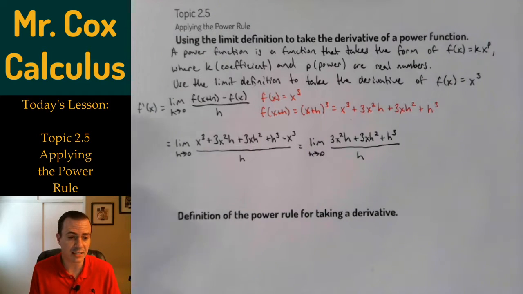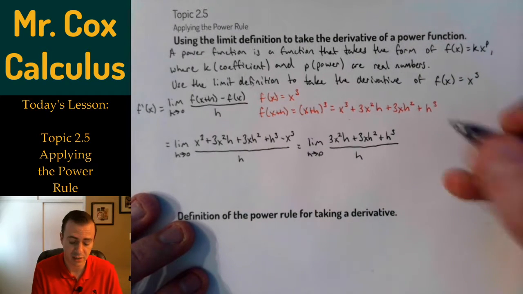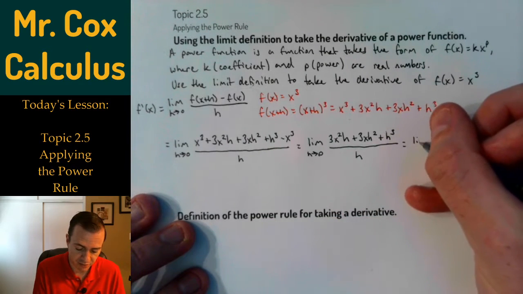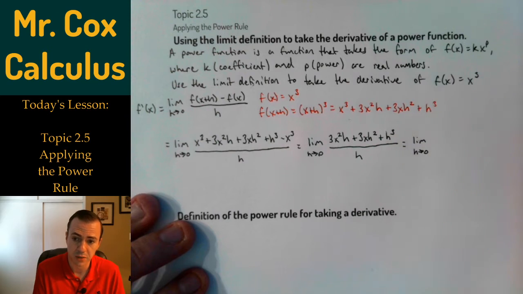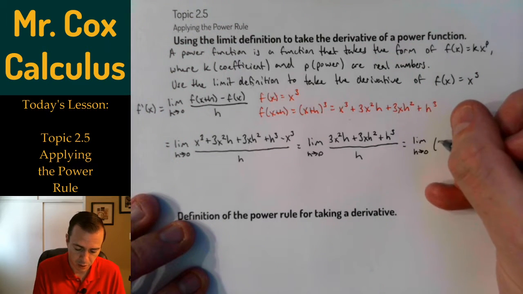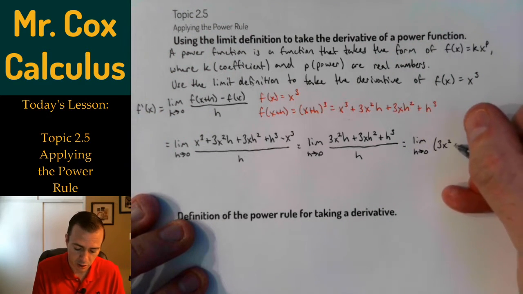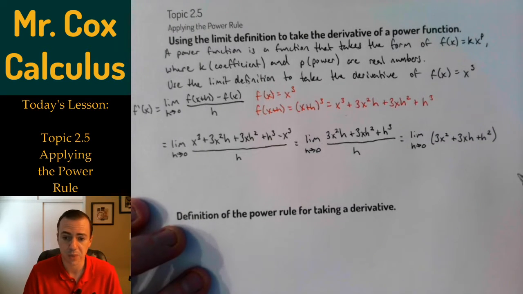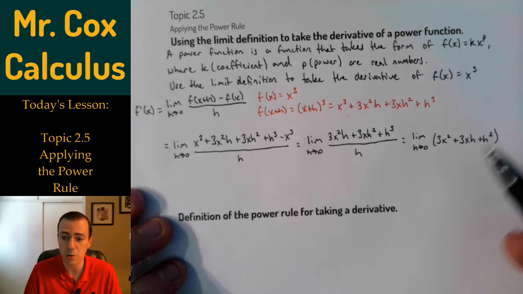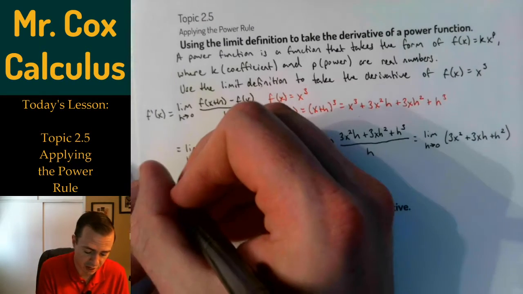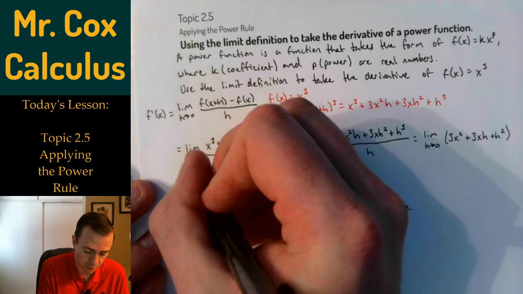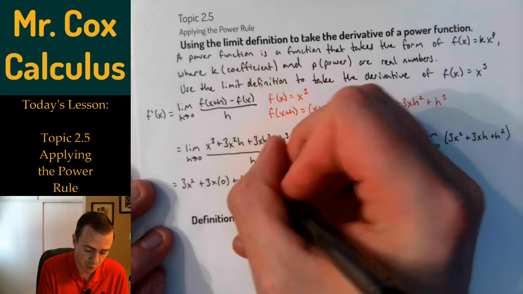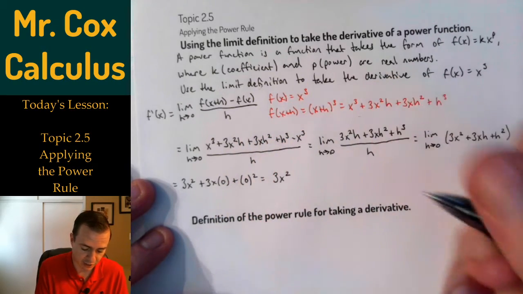Well, now that everything has an h in common, I can divide off that h, which is what I want to be able to do to evaluate the limit. I need to divide out what's making the denominator 0. So I get the limit as h approaches 0 of 3x squared plus 3xh plus h squared. Now I know to evaluate this, I can just substitute 0 in for h. So I get 3x squared plus 3x times 0 plus 0 squared, which is simply 3x squared.